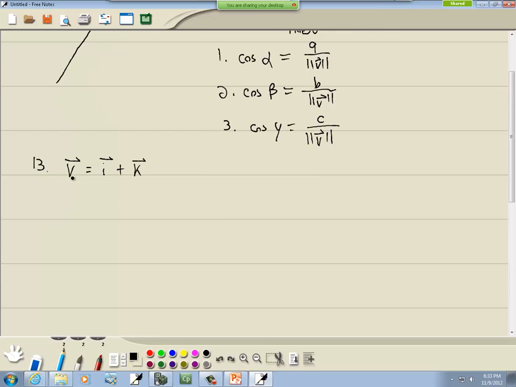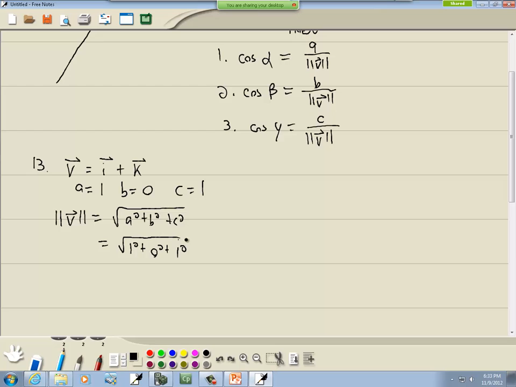Now, since it's in this form, our A is what's before our i, which is 1. Our B is what's before our j, which is 0. There is no j. And our C is the number that's before our k, which is 1. Let's first find our magnitude. So we've got the square root of A squared plus B squared plus C squared, which is going to be 1 squared plus 0 squared plus 1 squared, which gives us the square root of 2.